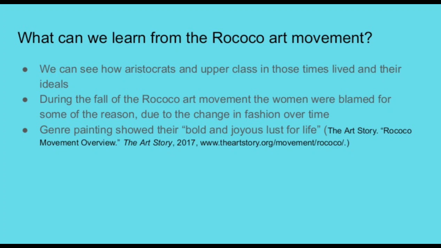One of today's works by Yearwood Dans is "a joyous confection of curve and color that incorporates lush, natural motifs to underscore the naturalness of queer desire," said in Daniel Thom's article. During its peak, it was a look into luxurious and wealthy lives. It still lives in today's society. The genre painting showed their bold and joyous lust for life, as said in The Art Story's Rococo movement overview.